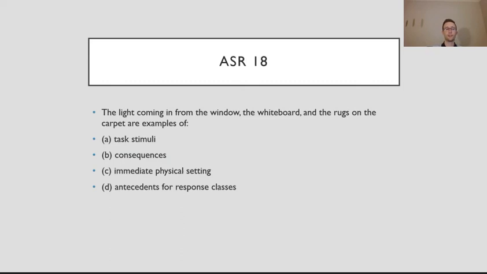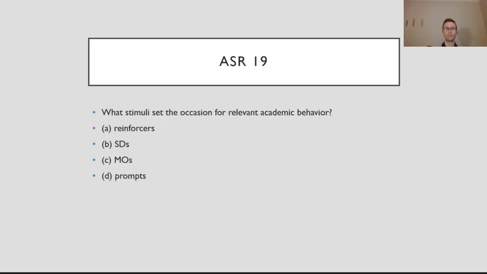ASR 18. The light coming in from the window, the whiteboard, and the rugs on the carpet are examples of A, task stimuli, B, consequences, C, immediate physical setting, or D, antecedents for response classes. A couple more seconds. All right, I'll close the poll, and the answer is C, immediate physical setting.